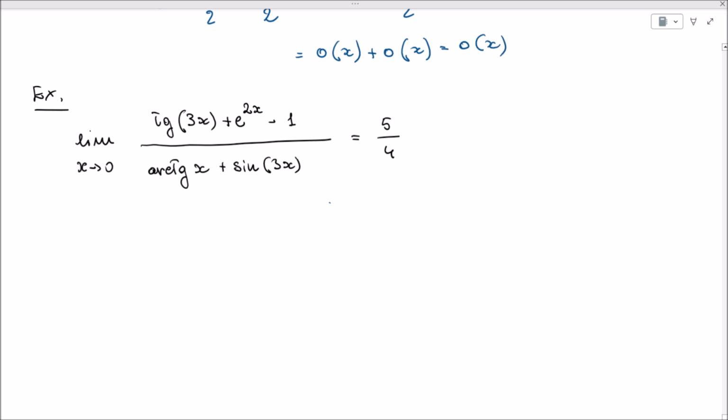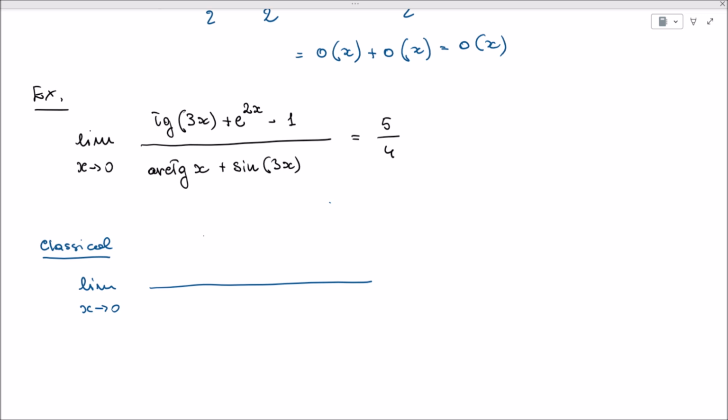Now, we can follow 2 possible routes for the solution. First approach is basically the classical one, just using fundamental limits. So if we do this, what we get is the limit as x goes to 0. Now let me re-express the fraction by just using the fundamental limits.